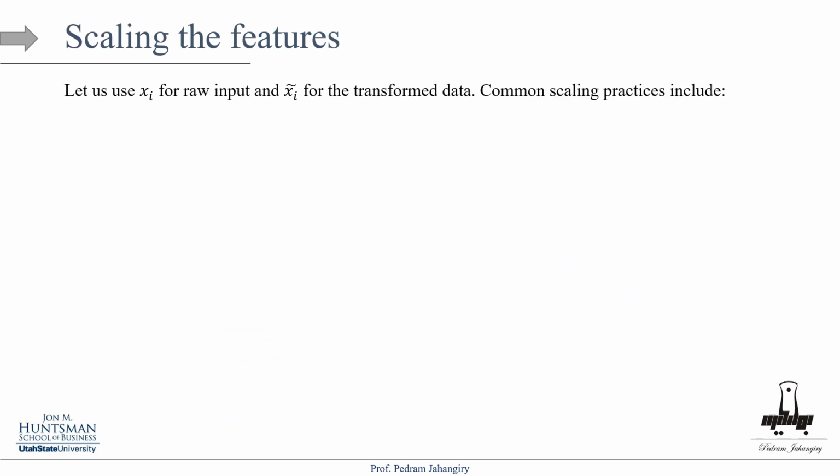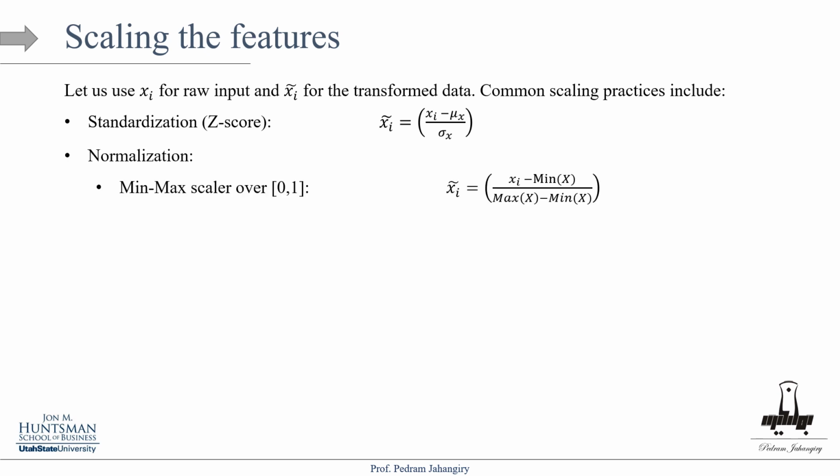Now let's see how we can scale the features. Well, the most common scaling practices are namely standardization and normalization. Standardization, which we are also familiar with by the name of z-score, is basically taking the average out and dividing it by the standard deviation of the random variable, right? So this is the way that we're going to make sure that we are standardizing our feature using this formula.